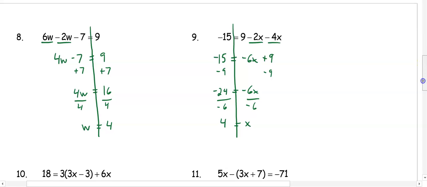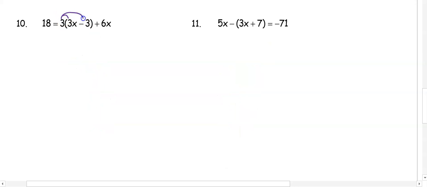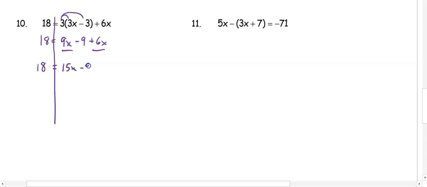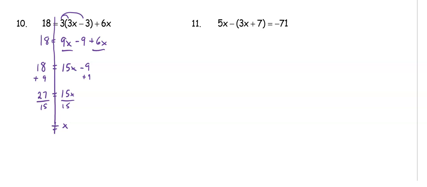Now in 10 and 11, we are going to have to use distributive property and combine like terms. So first, to get rid of our parentheses, we're going to distribute 3. So 18 equals 9x minus 9, plus 6x. And we can combine these x's together. 9 plus 6 is 15. So we have 18 equals 15x minus 9. Then we can add 9 to both sides. 27 is equal to 15x. When we divide by 15, that's not going to evenly divide, so we have to reduce our fraction. The numerator and denominator both divide by 3 to reduce, or you can just use your calculator. Either way, you should get 9 over 5.